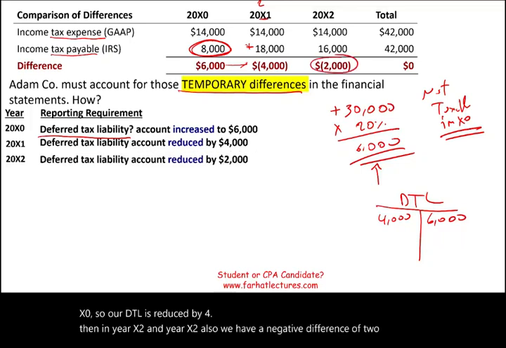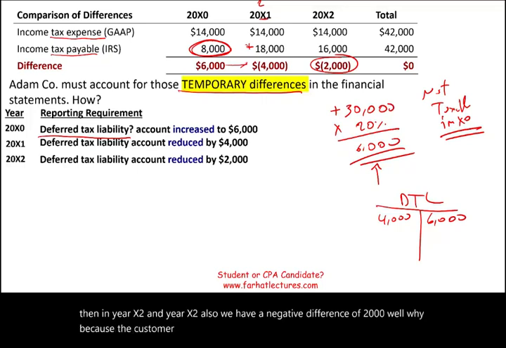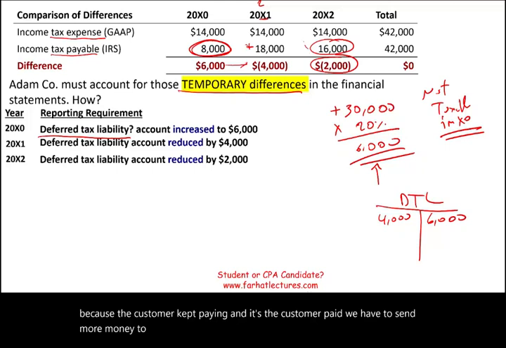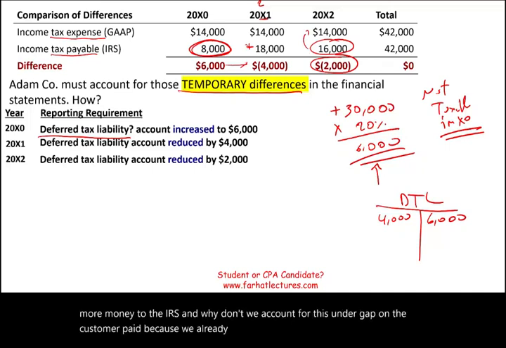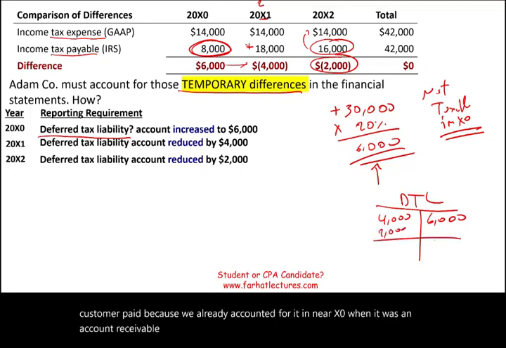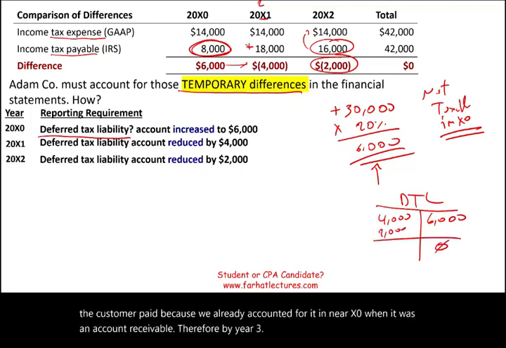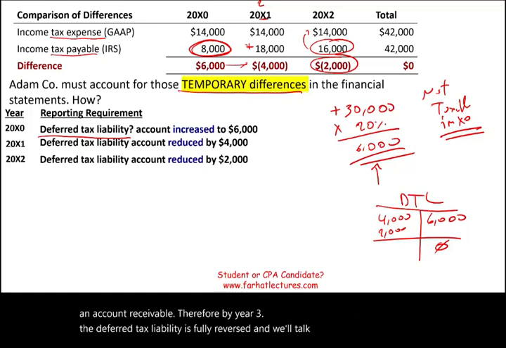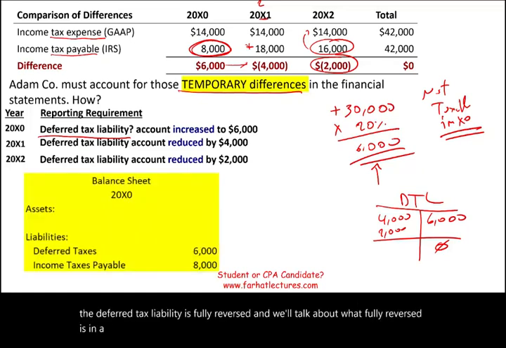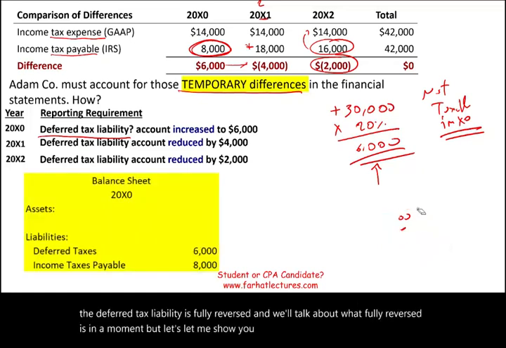Well, why? Because the customer kept paying, and as the customer paid, we have to send more money to the IRS. And why don't we account for this under GAAP when the customer paid? Because we already accounted for it in year X0 when it was an account receivable. Therefore, by year 3, the deferred tax liability is fully reversed, and we'll talk about what fully reversed is in a moment. But let me show you how things are reported on the financial statement.